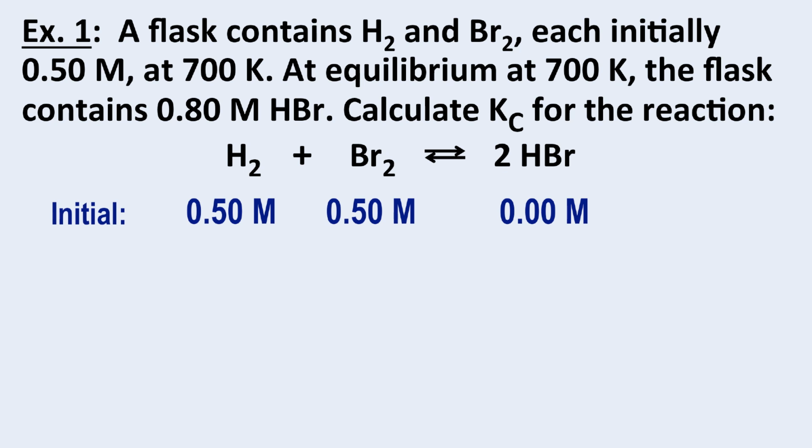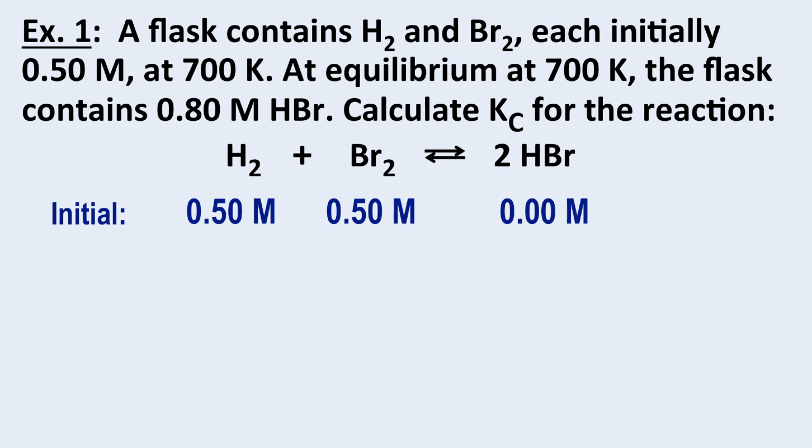We don't actually know what the change is yet, but we do know HBr must be produced by this reaction. The reaction must go, quote unquote, to the right, because we start with no HBr, so the only thing it can do is be formed. And therefore, H2 and Br2 must be used up, they must react, and so the concentrations of H2 and Br2 will decrease, and the concentration of HBr will go up.